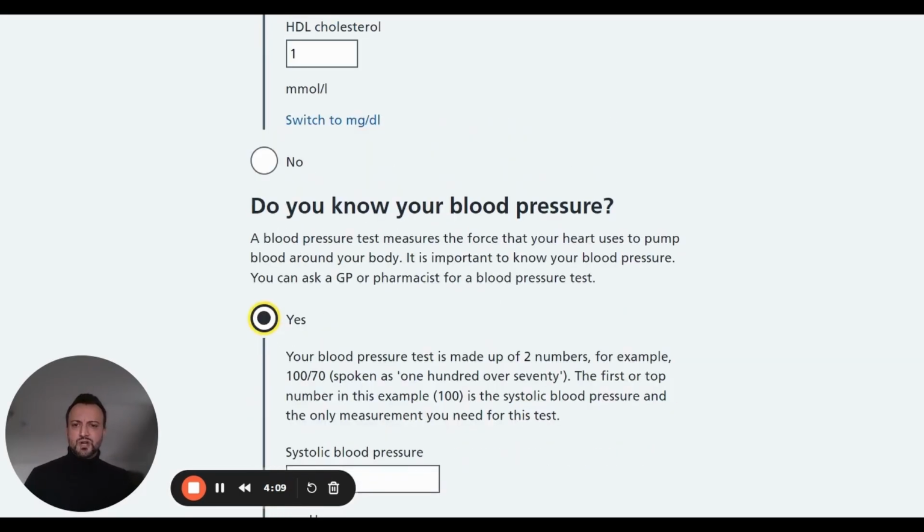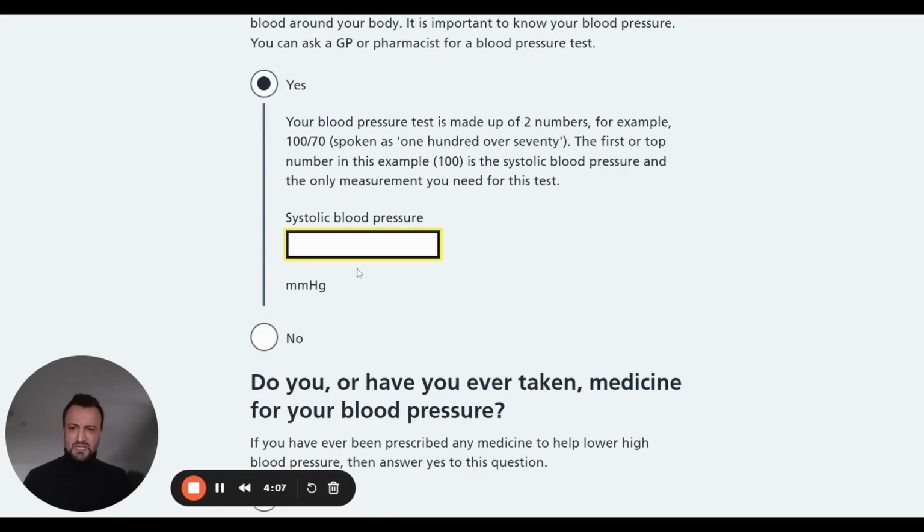Do I know my blood pressure? Yes, I do. It's actually systolic blood pressure, not total blood pressure. Systolic blood pressure is the pressure at which the heart pumps fluid around the body.